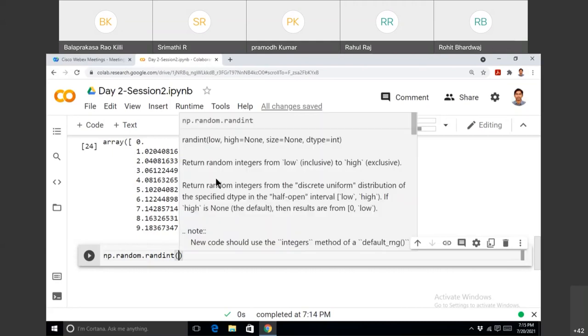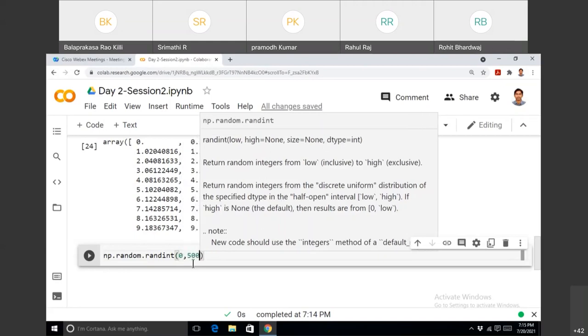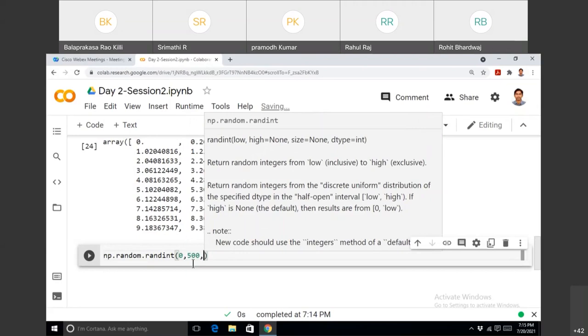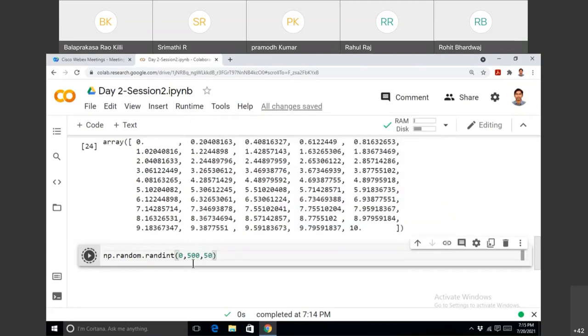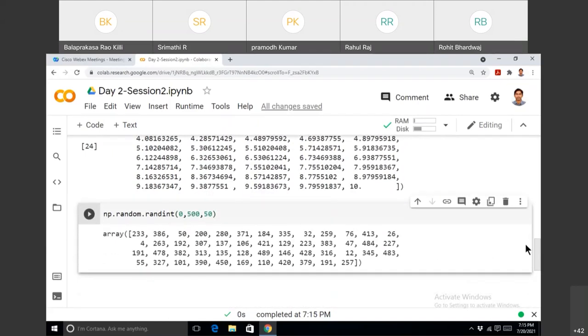Yeah, you see, it returns random integers from, so you see what the parameters are, low and high, and size, which means how many numbers you want. So these are random integers. So let us say you want to generate between 0 and 500, and I want to generate 50 random integers. Can you see the random integers? We have generated random integers. You can generate them randomly. Is it okay?